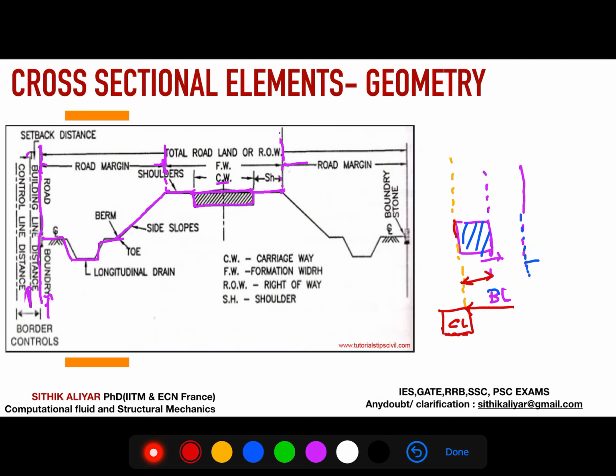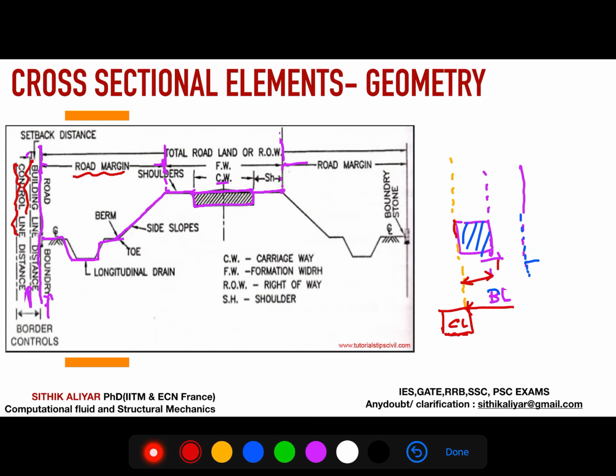You should try to see the municipality's map before constructing on the road. Okay, so where is the building line, where is your control line, where is your land. These are the main margins you should know: control line, then the building line, then the road boundary, then the road margin. Then try to understand the shoulders, and this is a carriageway, this is another shoulder. Similarly on the right side and left side.